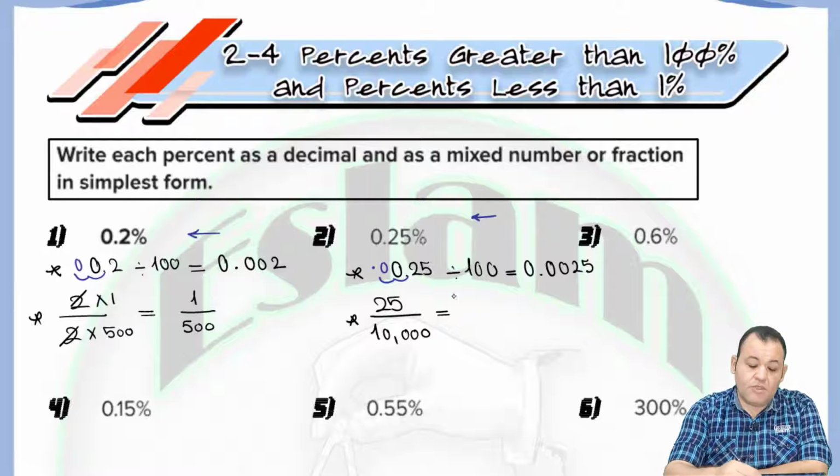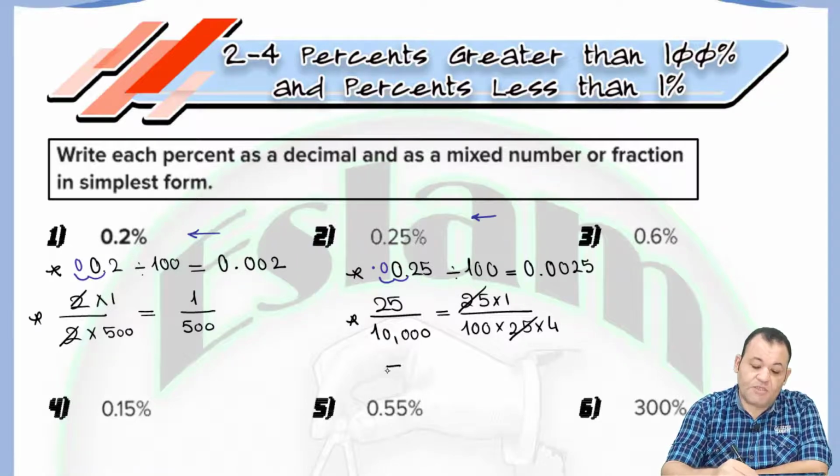25 will be equal to 25 multiplied by 1. And 10,000 will be equal to 100 times 100. We know that 100 is equal to 25 times 4. So we can cancel 25 and 25. So the fraction now in the simplest form will be 1 over 100 times 4, which equals 400.